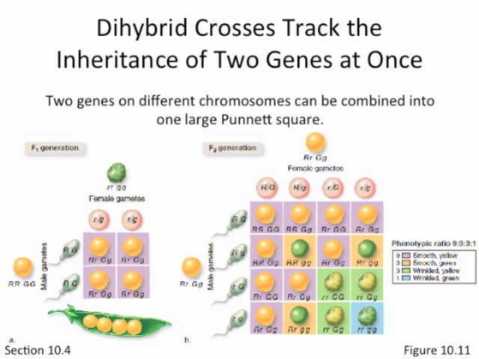So now instead of just having one trait, it's either yellow or green, I now have 2 traits. It's going to be yellow and it's going to be round. So this would be big A, little a, big R, little r, crossed with big A, little a, big R, little r. Okay, so those are my parents. This is my parental generation.